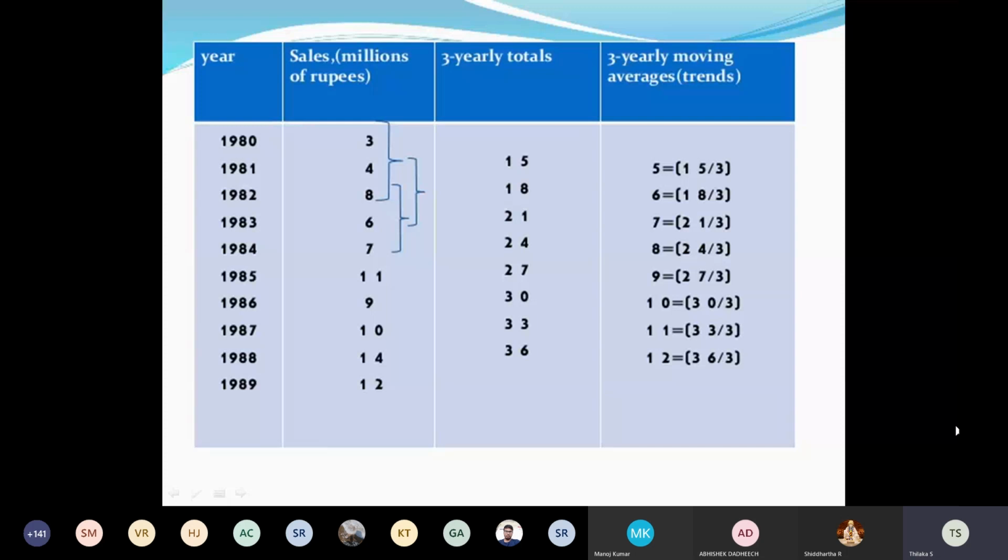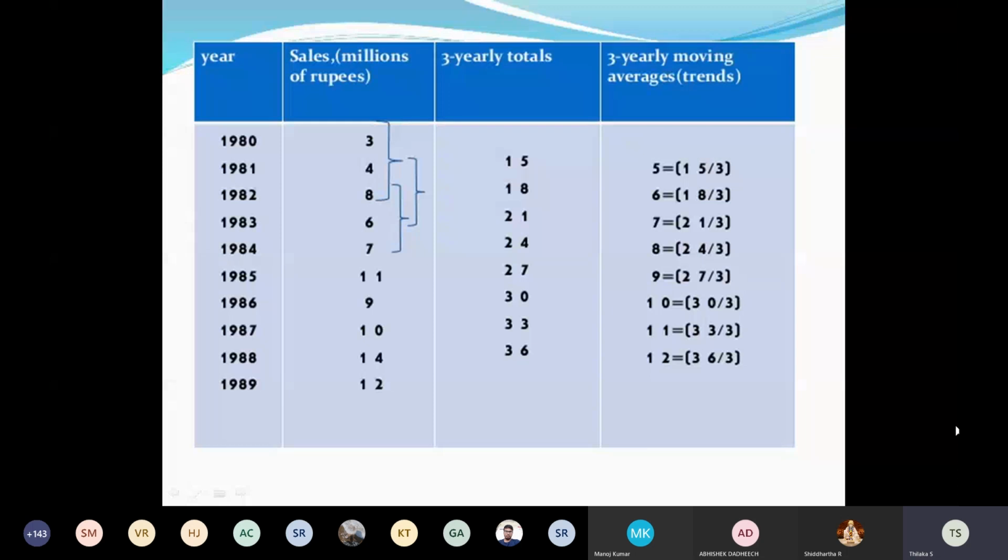And here you have the example. In this, the year and the sales are already given. The year starts from 1980 and ends in 1989. So 10 years were given, and the sales were also given, like 3 million rupees, 4 million rupees for the concerned years. The question asks to calculate the 3-yearly moving average.